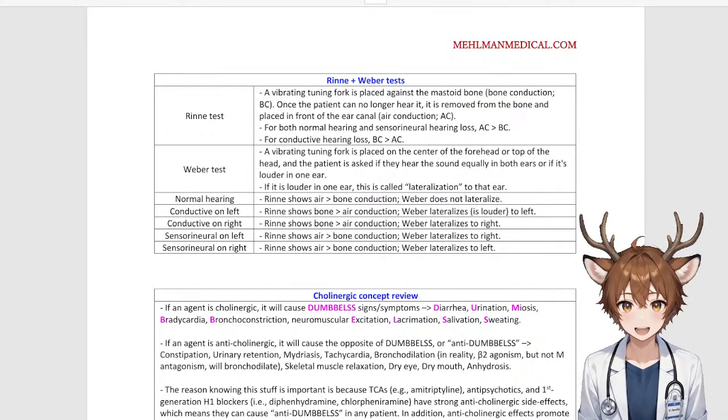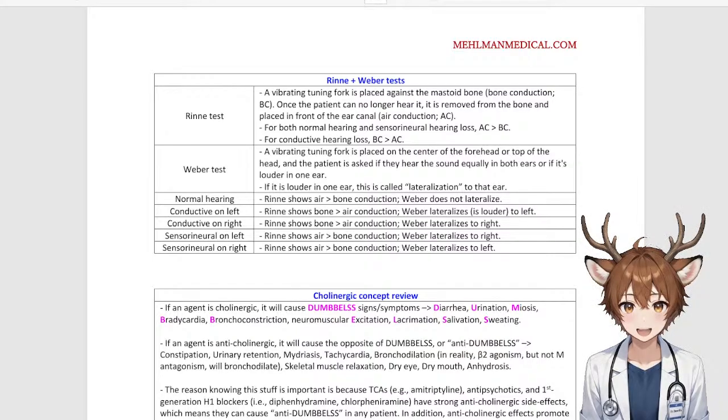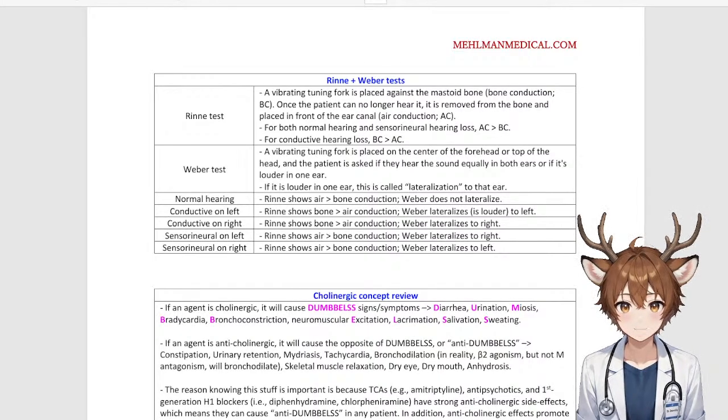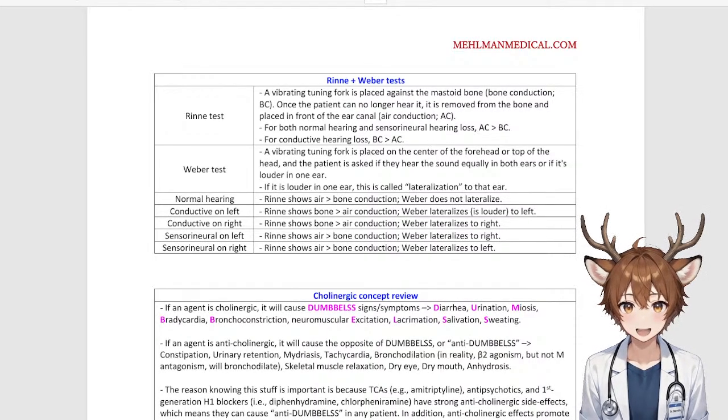What about the Weber test? A vibrating tuning fork is placed on the center of the forehead or top of the head, and the patient is asked whether they hear the sound equally in both ears or if it's heard louder in one ear. If it's louder in one ear, this is called lateralization to that ear.